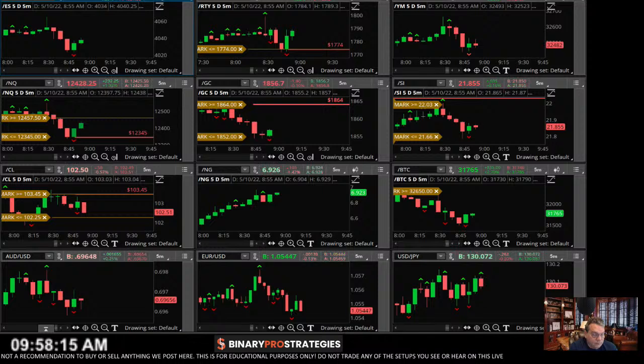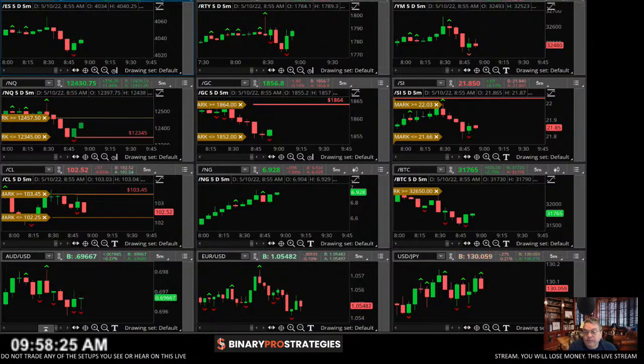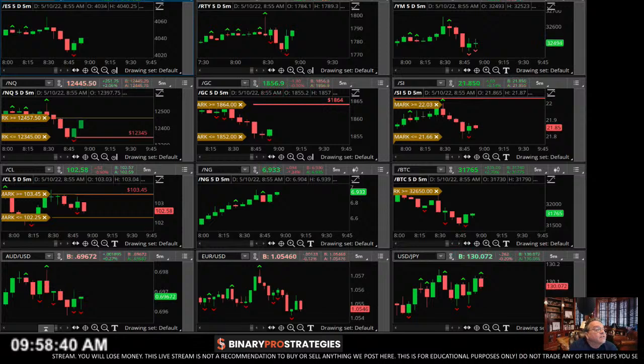Profit target hit. Okay, RTY just hit profit target. Still long NQ, which is your mini NASDAQ. Watching ES for a possible buy coming up on ES. If ES hits 40.41, it is going to be a buy.